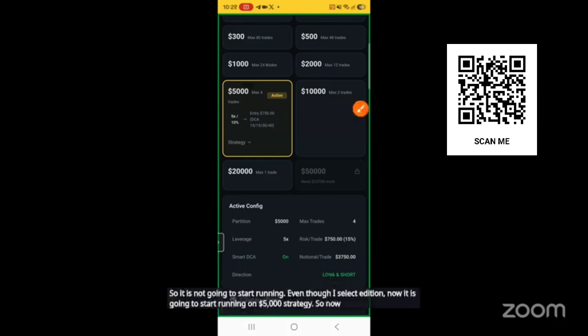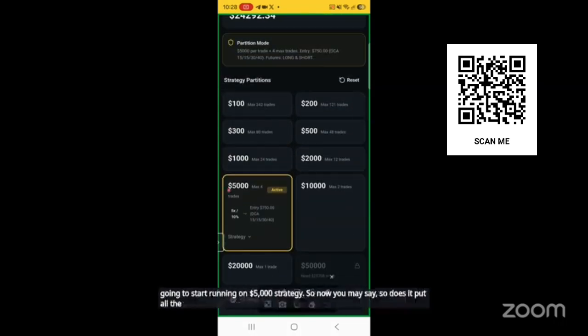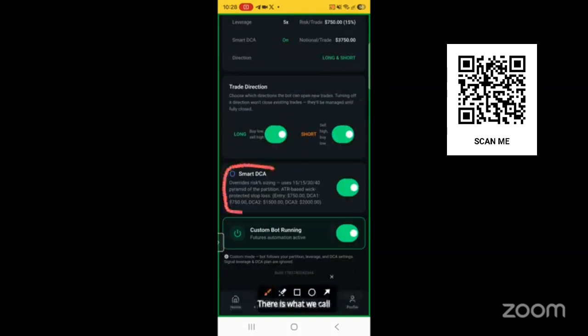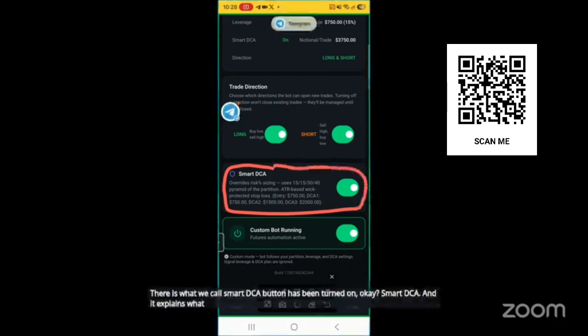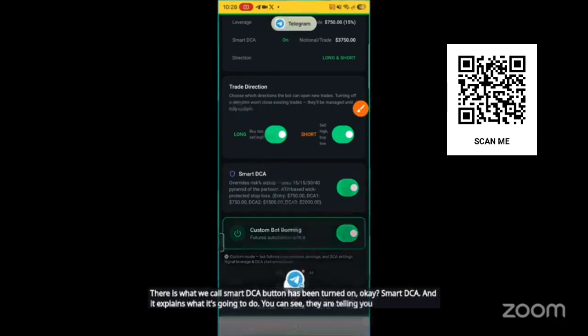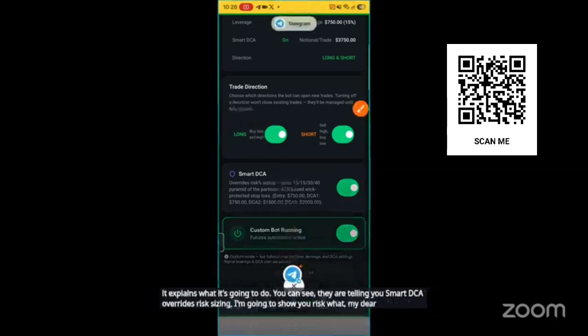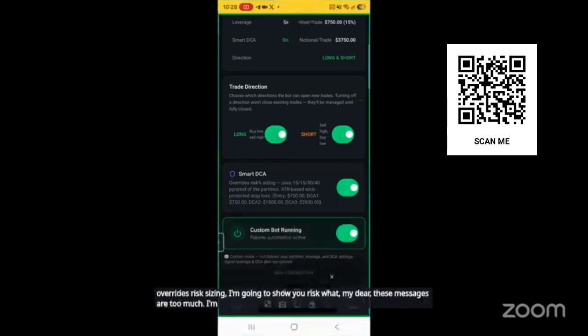So now you may say, does it put all the $5,000 at once? No, my dear, it does not. If you look down here, there is what we call the smart DCA button, which has been turned on. It explains what it's going to do. You can see they are telling you smart DCA overrides risk sizing. I'm going to show you what risk sizing is all about.